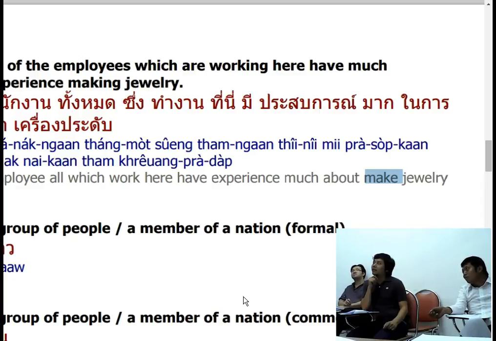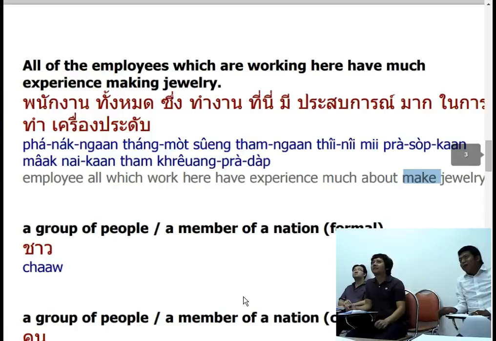Cake. Slowly. Cake. Bake. What's this? Flake. Flake. Yes, very good. So now, make. Flake. What does it mean? Like a snowflake. Frosted Flakes cereal.